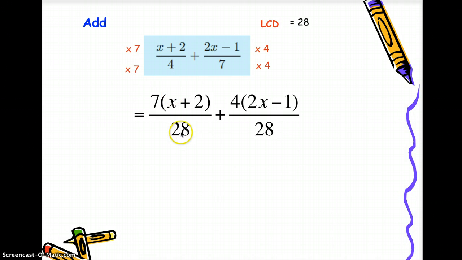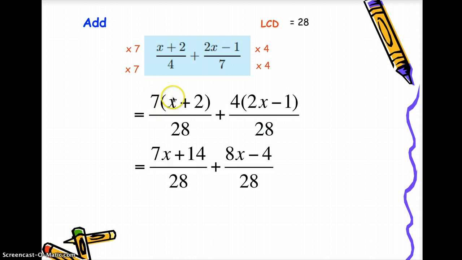7 times 4 is 28. We are multiplying 7 to all the terms here, and I'm using brackets, plus, again, 7 times 4 is 28, and I'm multiplying 4 to all the terms here, which are 2x minus 1. On the next step, I'm going to use the distributive property. So I'm going to multiply 7 to each term inside the bracket. And let's see what happens.